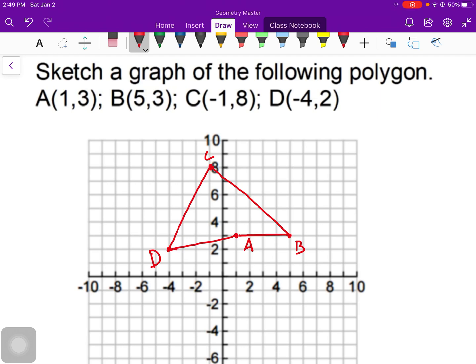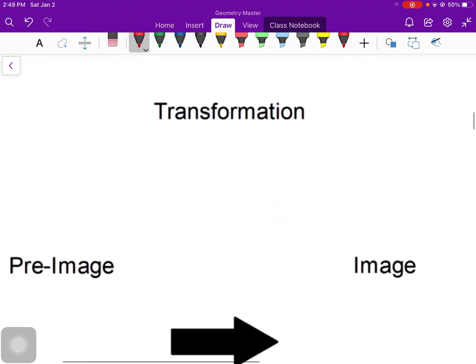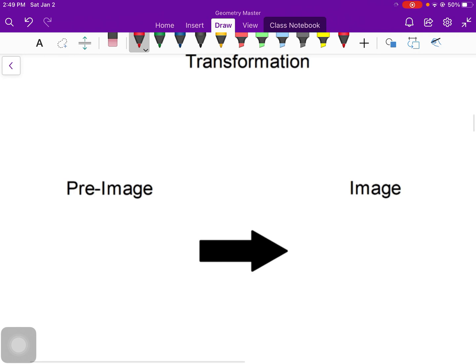Now, the reason we had to graph for our warm-up is because this next chapter is going to be a lot of graphing and making sure we get points in the exact right position. For today, we're going to start by talking about what a transformation is, and then we'll talk about one specific type. So a transformation, we are just taking one object, one set of points, and changing it somehow.